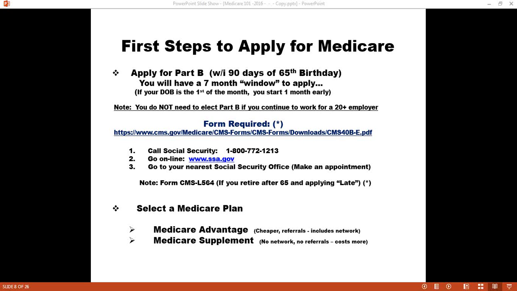So if you continue to work after 65, you don't apply for Part B until you actually decide to retire, and then this form, CMS L564, would be the form that you would get.